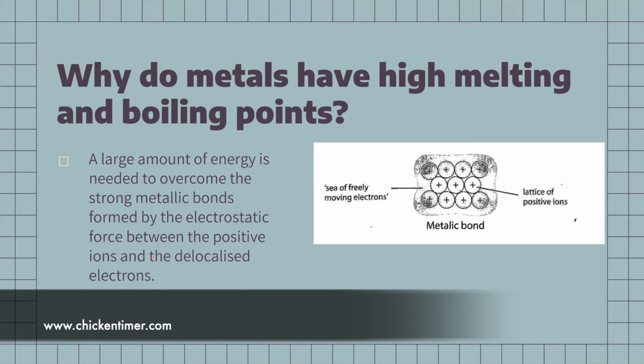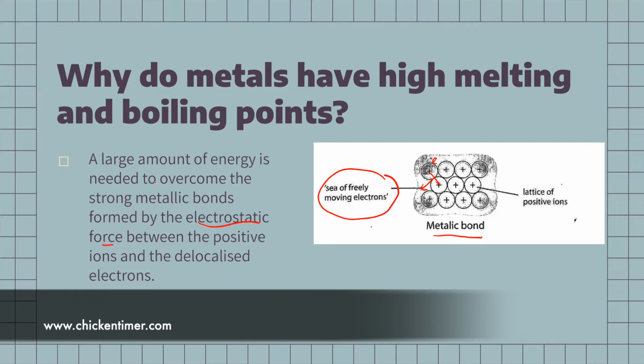Number 1 question: why do metals have high melting and boiling point? This is the so-called metallic bond that I talked about just now. The metallic atoms share their valence electrons, so you get a sea of freely moving electrons around. The nucleus is all positive, so between the atom and the electrons there are electrostatic forces.